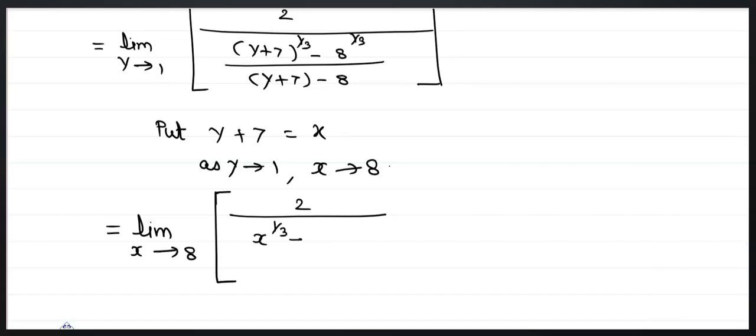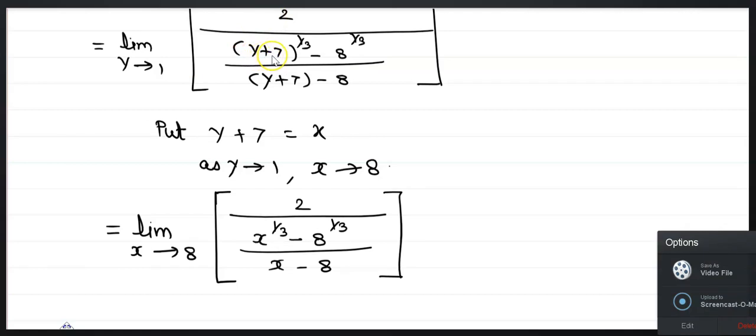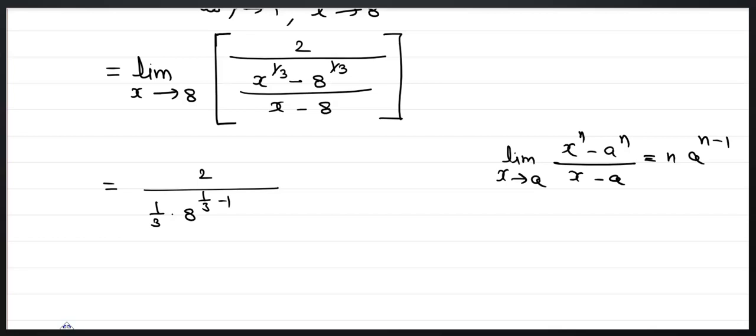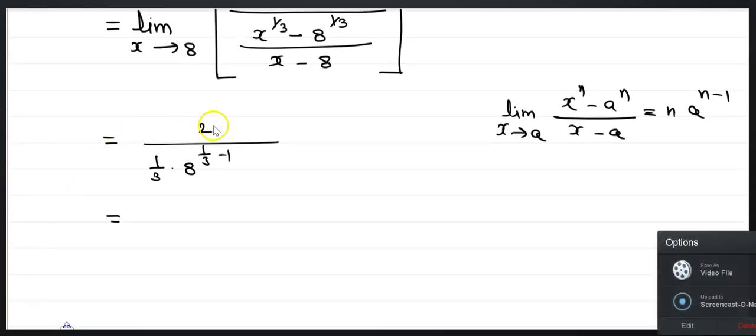Therefore x tends to 8, 2 upon x raised to 1 upon 3, see this here, that is y plus 7. Here y plus 7 means what? x raised to 1 upon 3 minus 8 raised to 1 upon 3 upon x minus 8. And now here we will apply the formula. That is equal to 2 upon 1 upon 3 into 8 raised to 1 by 3 minus 1.